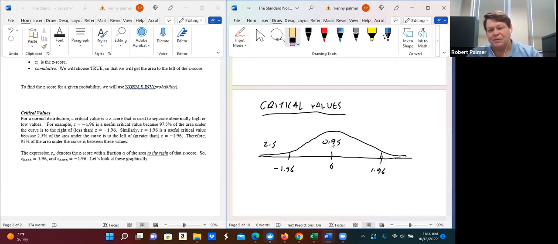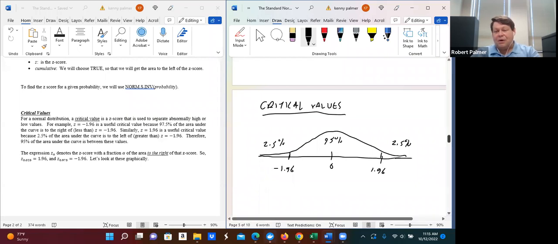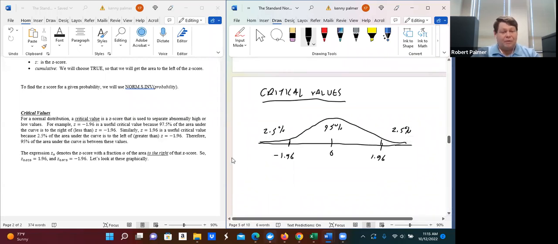Now let's do it in percents instead. This is 95% between those z-scores. This is the lowest 2.5% here and the highest 2.5% here. Okay, that's what it's saying. Now, what these values are, we're calling critical values, therefore it says 95% of the area on the curve is between these two values. So the expression we're going to use is what's called z of alpha. It denotes the z-score with the fraction alpha to the right. So this is kind of backwards, or the other way of doing it with the table. So this is to the right.